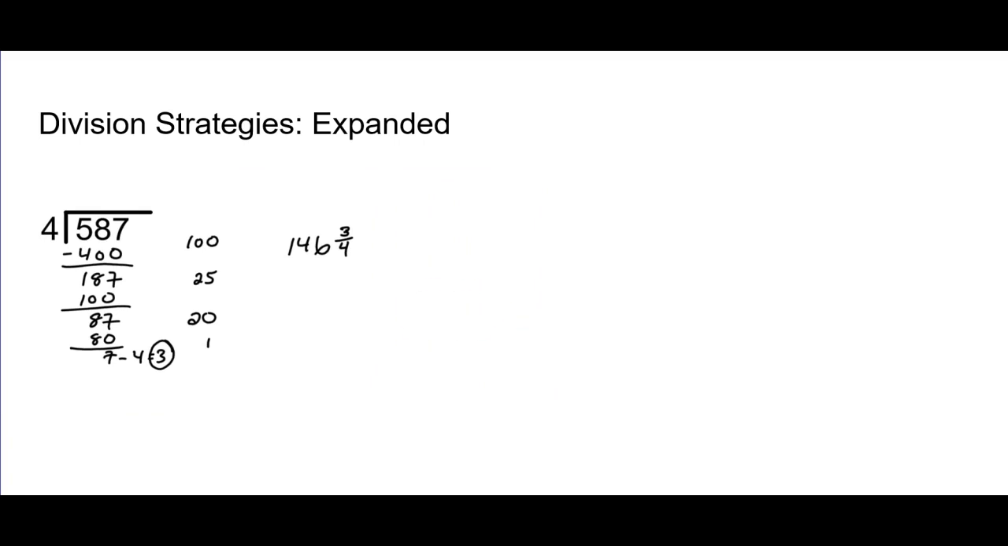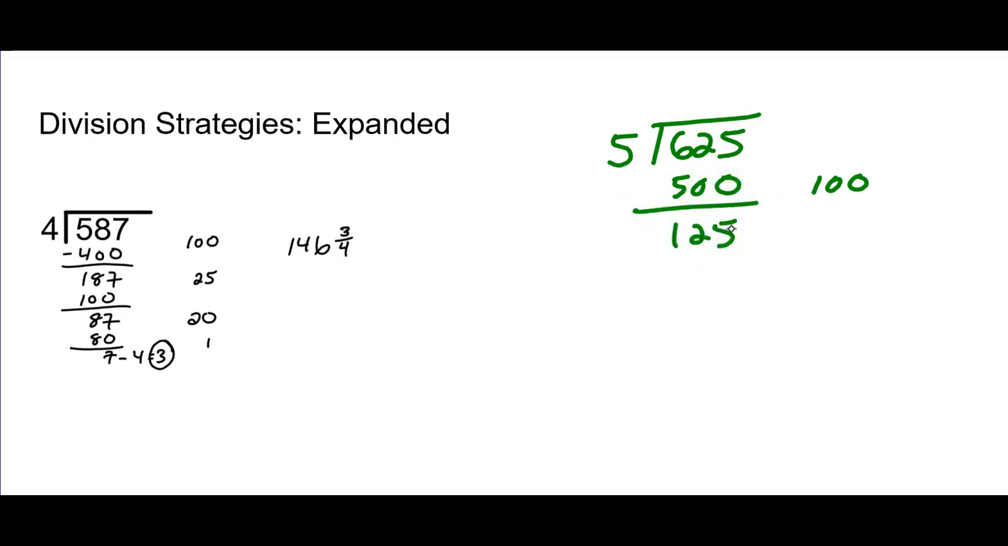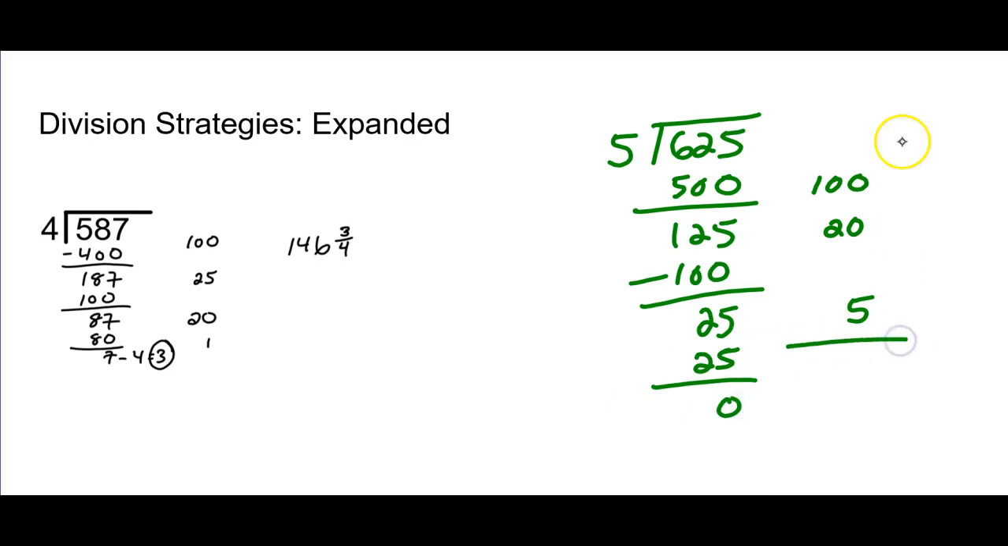So let's pick something like how many times will 5 go into 625? Once again, I'm going to start with the number 100, write it off to the side. 5 times 100 is 500, and subtract that. I get 125. And then let's suppose I'm thinking the number 20. 5 times 20 is 100. Subtract that from it. I get 25. And then I'm going to pick the number 5. 5 times 5 is 25. Subtract it. You get 0. Add these numbers up, and I get 125. So 625 divided by 5 is 125.